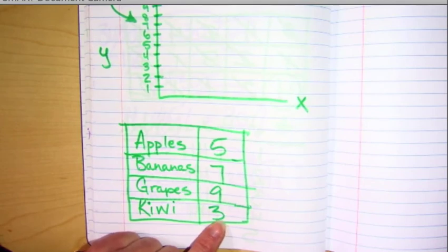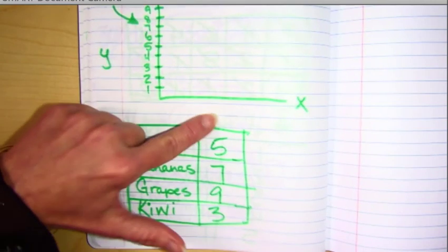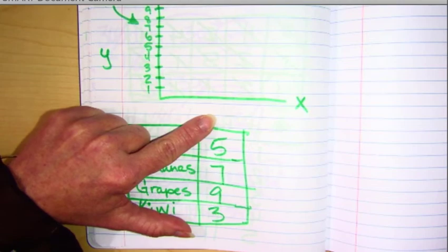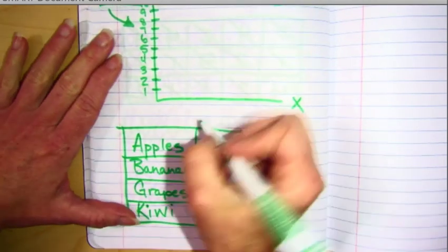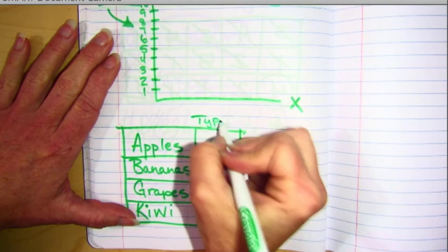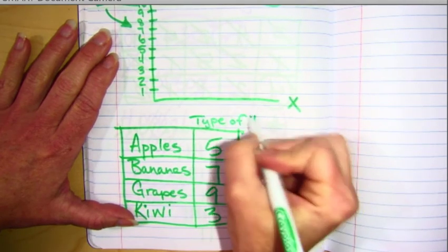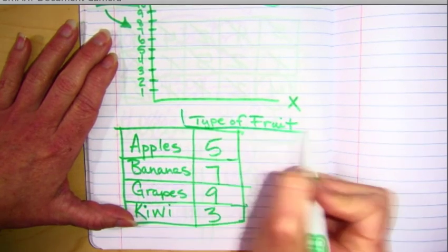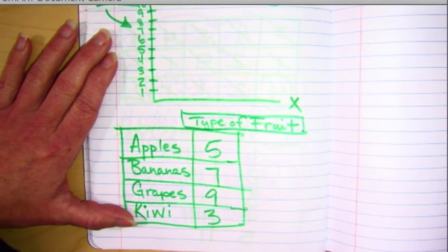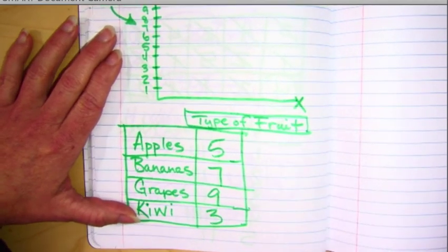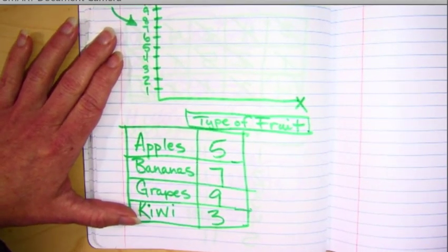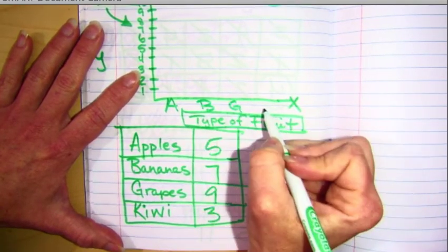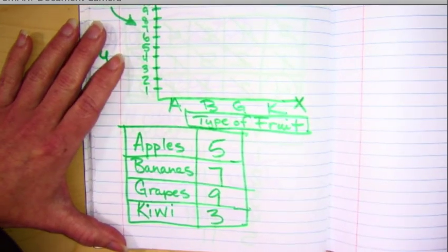Could I do bars and still show all my data on the table? Yeah. What would I label my x-axis? Like fruit. Zoe? The different types of fruits. Types of fruit. That works. Am I also going to have to do something to label my bars? Yes. Because then you won't know what bar goes with what. I'm going to just put A, B, G, and K because I don't have a lot of room.